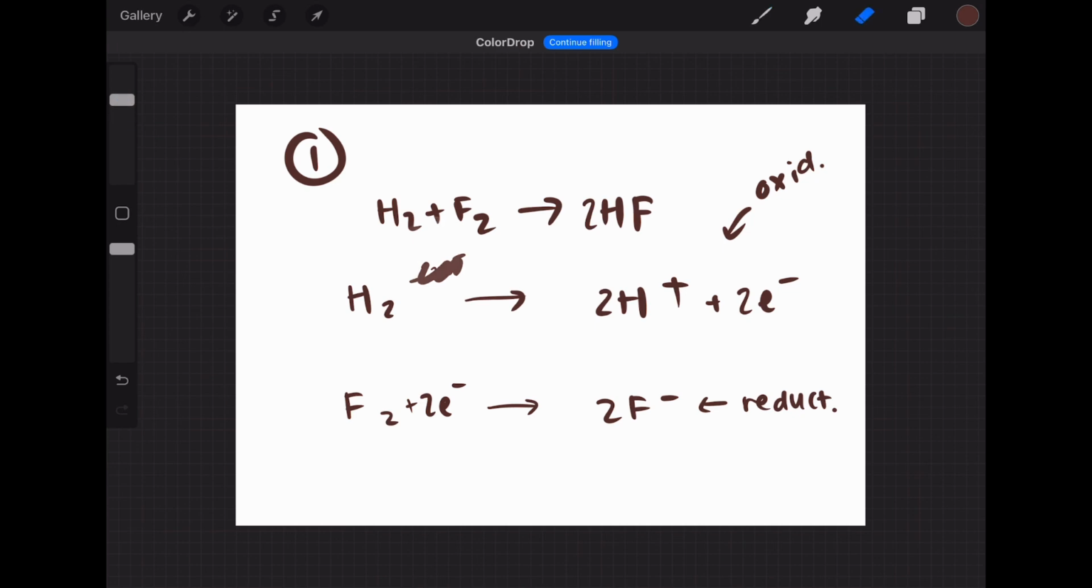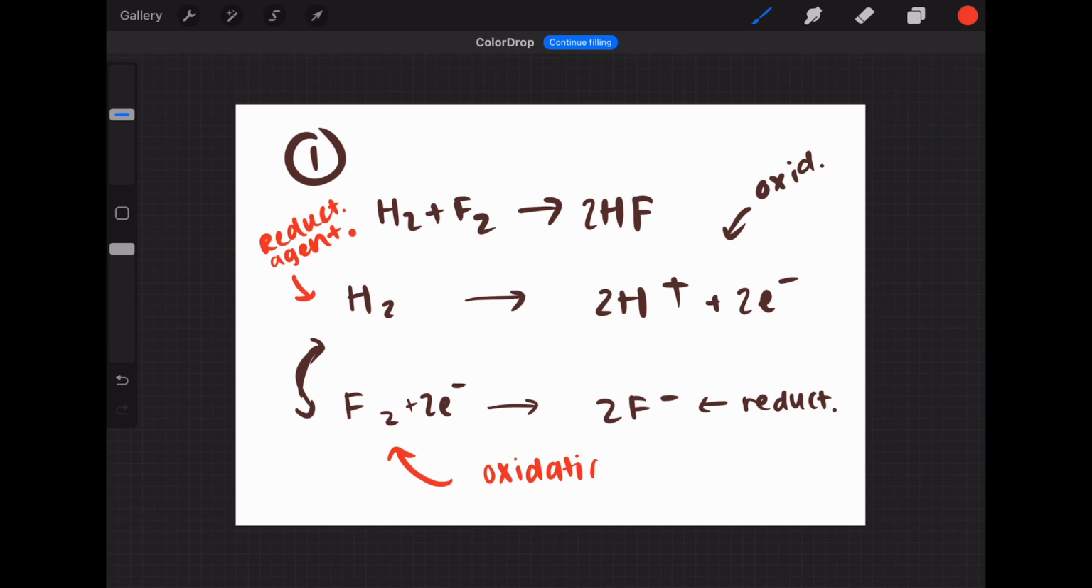So if fluoride is being reduced, then what is causing it to be reduced? The hydrogen. The hydrogen is causing the fluoride to be reduced. So the hydrogen is the reduction agent, okay? Since hydrogen is causing fluoride to be reduced, it is a reduction agent. And that leaves fluoride causing hydrogen to oxidize, so it is the oxidation agent. I saw some people got that a little bit messed up. It's easy to get it messed up, so don't worry, just practice a little bit more.